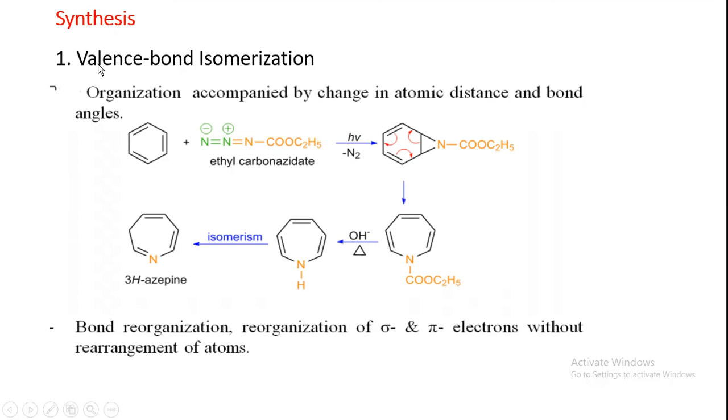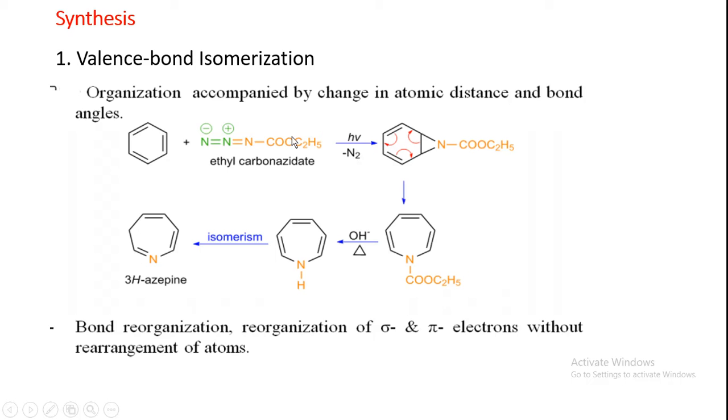So next is the synthesis. How can we synthesize this azepine? First is valence bond isomerization, reorganization accompanied by change in bond distances and bond angles. So you see, we are using benzene and ethyl carbonazidate. We know N3 is azide, so it is ethyl carbonazidate, in presence of light, hv.